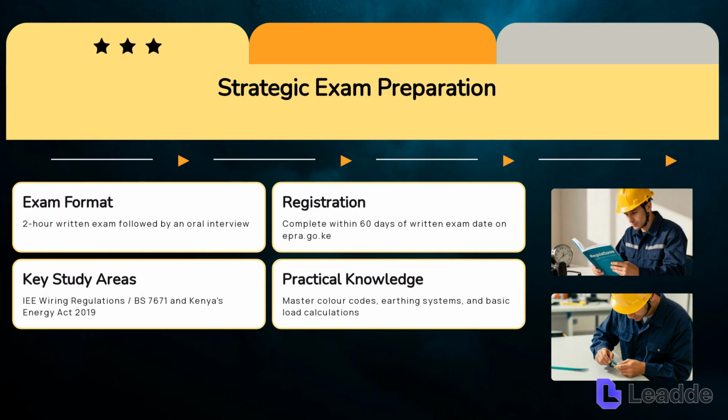For strategic exam preparation, be aware of the format: a 2-hour written exam followed by an oral interview. Registration must be completed on epra.gov within 60 days of your written exam date. Your key study areas should be the IEE wiring regulations, also known as BS 7671, and Kenya's Energy Act of 2019. Practical knowledge is also critical, so be sure to master color codes, earthing systems, and basic load calculations.